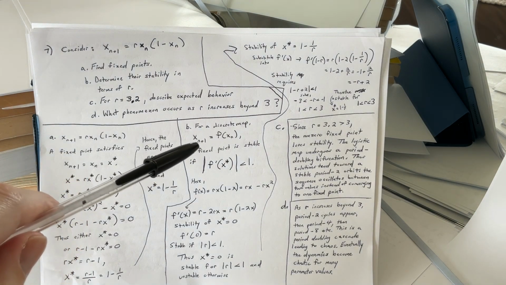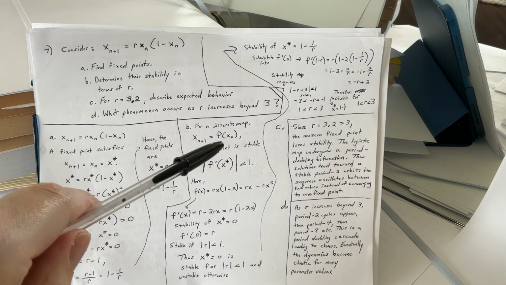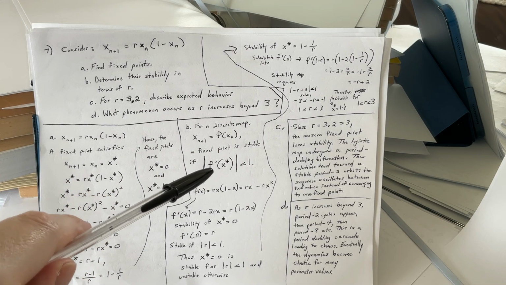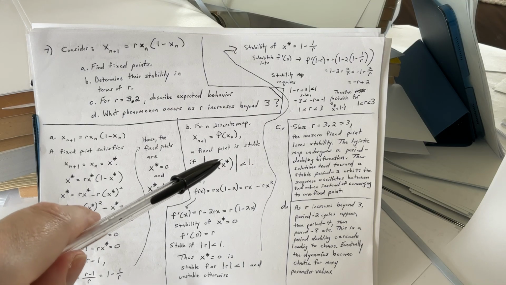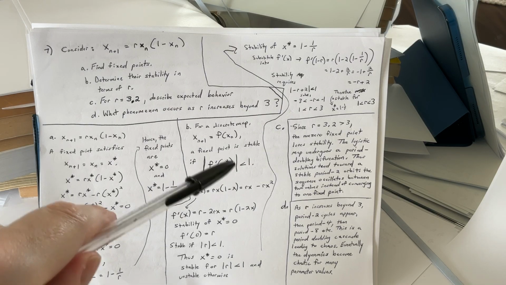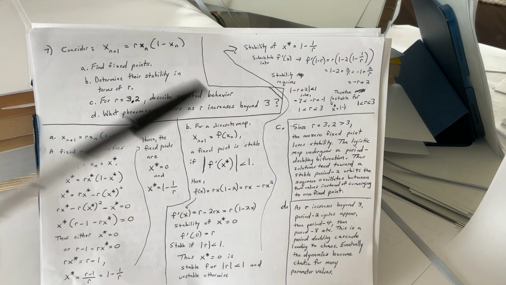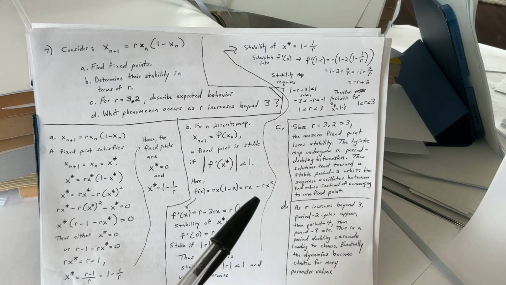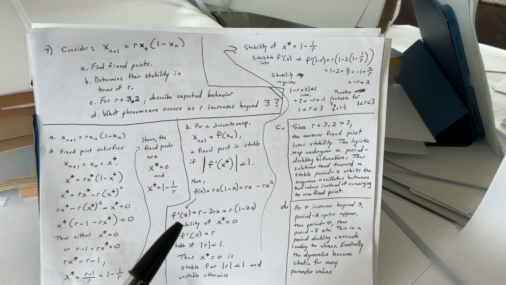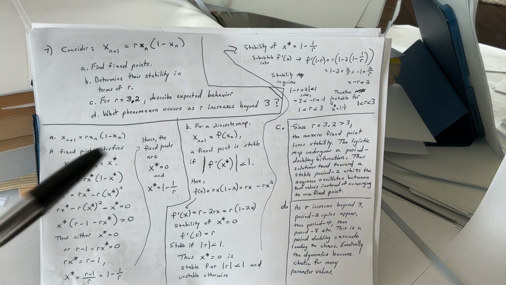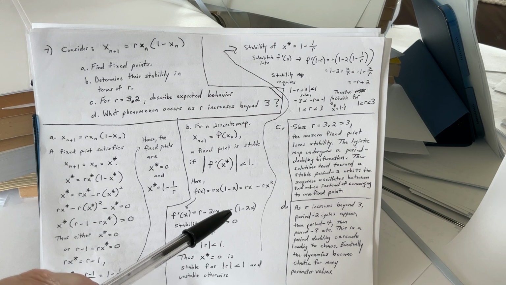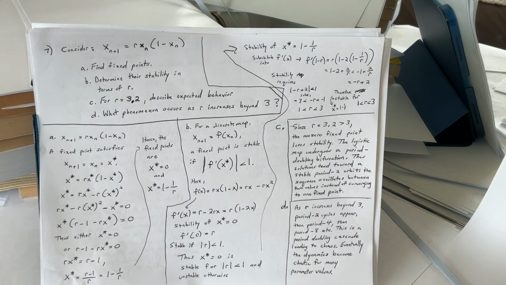Okay, so for a discrete map, x sub n plus 1 equals f of x sub n. A fixed point is stable if the absolute value of f prime of x star is less than 1. So here f of x is rx minus rx squared. So f prime of x, taking the derivative with respect to x, would be r minus 2rx, which is factoring out the r times the quantity 1 minus 2x.